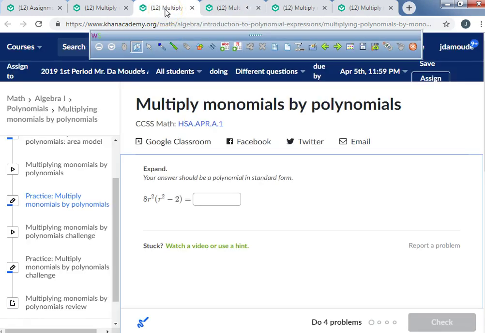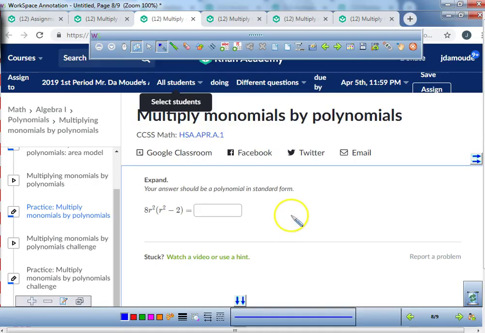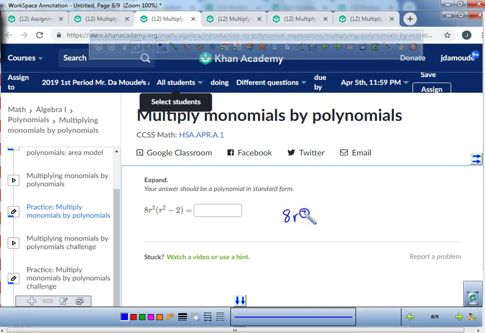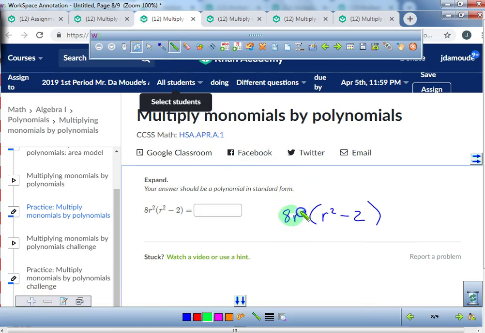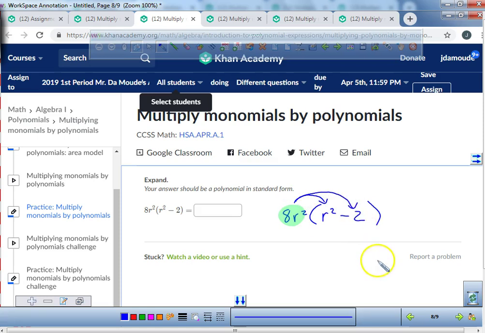Next one I want you guys to write down carefully. I'm going to write it down with you right here. I have 8r squared times r squared minus 2. Just like that. So write it out. What we're going to do right now is take this 8r squared and distribute it, or multiply it to r squared, and then multiply it to the negative 2. So 8r squared times r squared becomes 8r to the power of 4, because 2 plus 2 is 4.